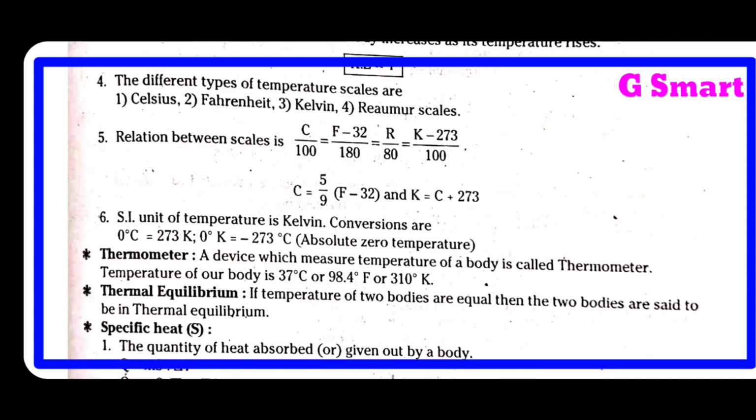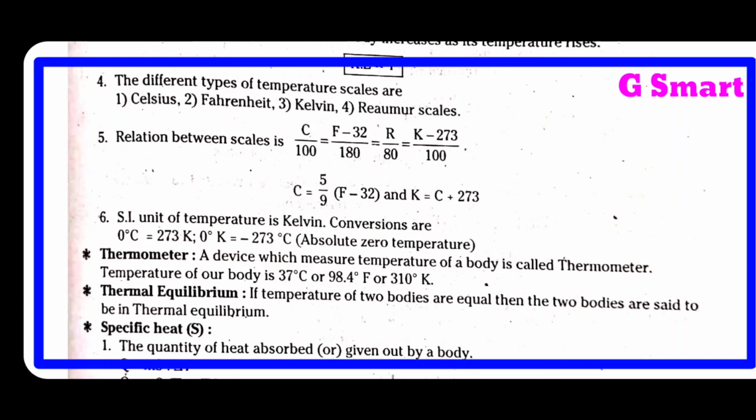C is equal to 5 by 9 into F minus 32. That we can get from the above formula. C by 100 is equal to F minus 32 by 180. Then you can get C is equal to 100 by 180 into F minus 32. That is equal to 5 by 9 into F minus 32.